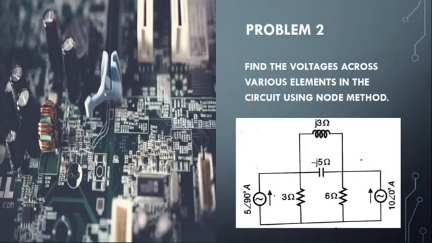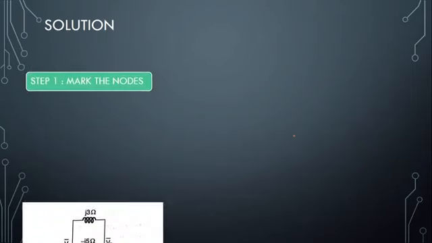So in the second question, we are asked to find the voltages across various elements in the circuit using the node method. So various elements means this J3 ohm is one element, minus J5 ohm is one element, 3 ohm is an element, 6 ohm is one element. So we are asked to calculate the voltage across all the elements in the circuit using the node method. So now what is the first step? In the first step, we will find the various nodes present in the circuit as well as the reference node.